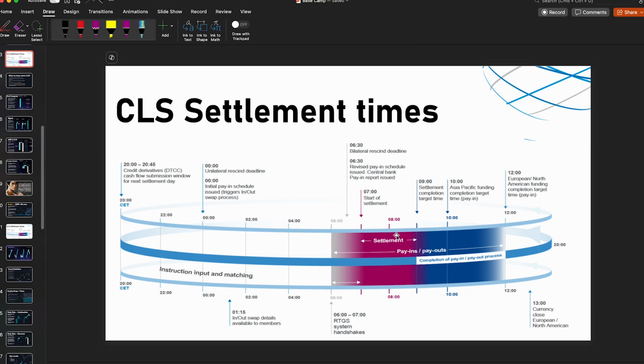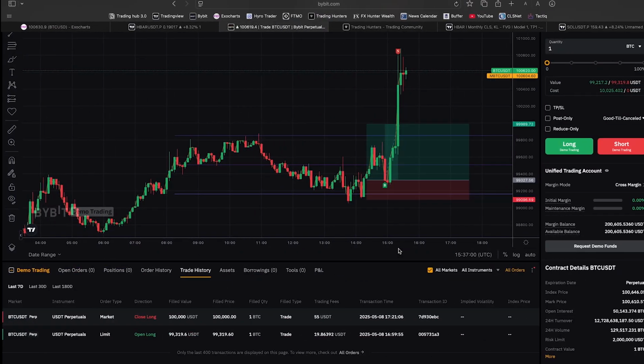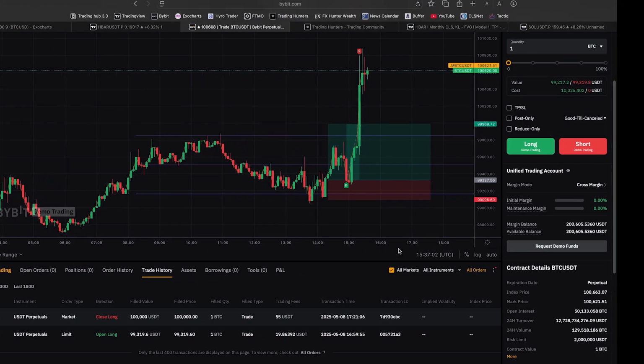So there are specific times, and I can tell you a small tip: around 10 o'clock a.m. it's a CLS time when they are finishing the instructions and input matching. That's where the low of the day is mostly created, and it works in crypto also.